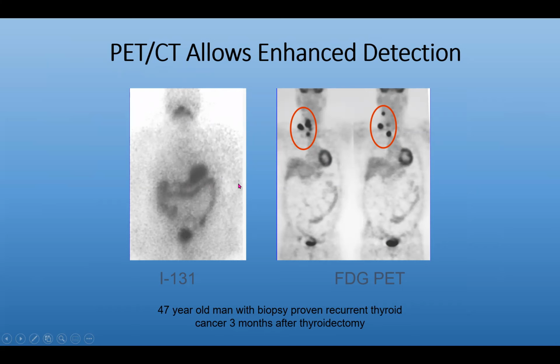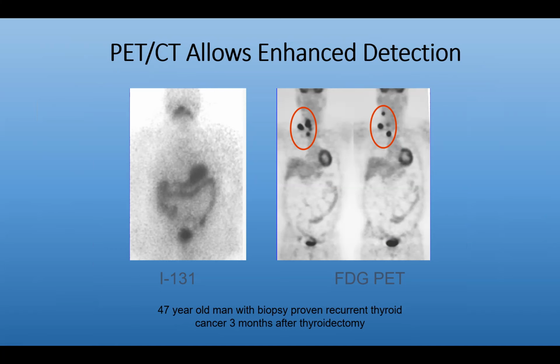He came then for a PET scan, and you can see that indeed there are multiple foci of increased uptake on the FDG scan. So he obviously has some recurrent disease that was not seen on the I-131 test. So why the discrepancy? Maybe whatever tumor he had had low avidity for iodine, or perhaps it's due to the poor imaging characteristics of I-131.